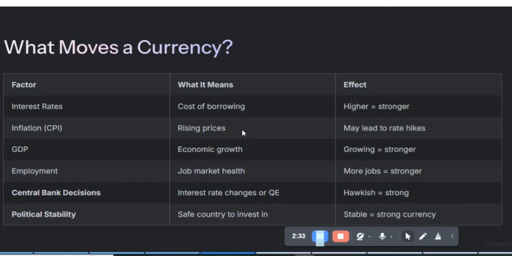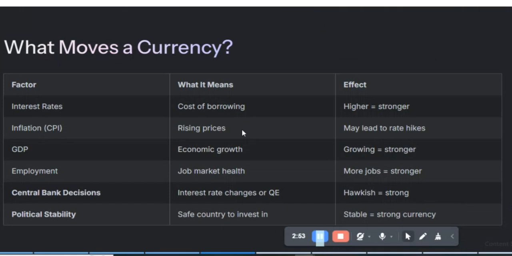So what moves a currency? Let's examine this. It is very important that you know what really moves a currency, right? Because not all economic events that are released actually move the currency the same way, right? So the first, we have interest rate, right? So that's the first factor that moves the currency.